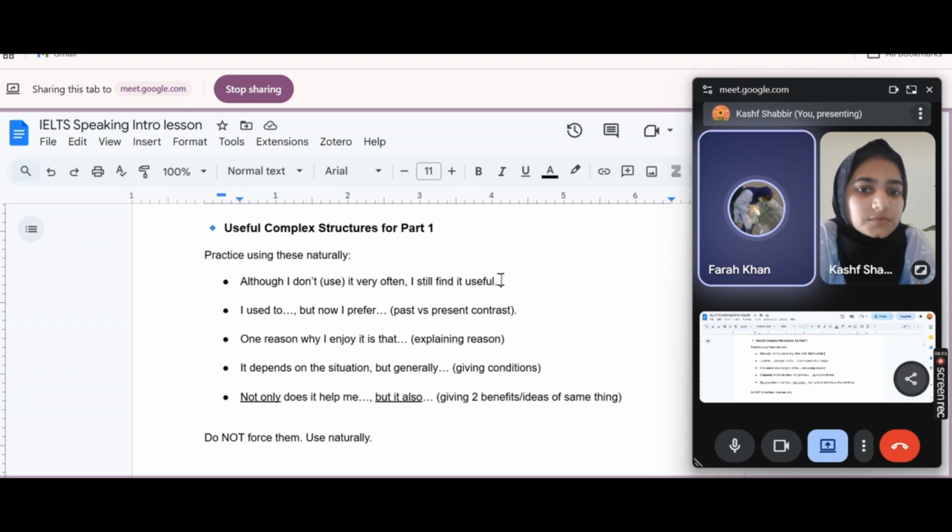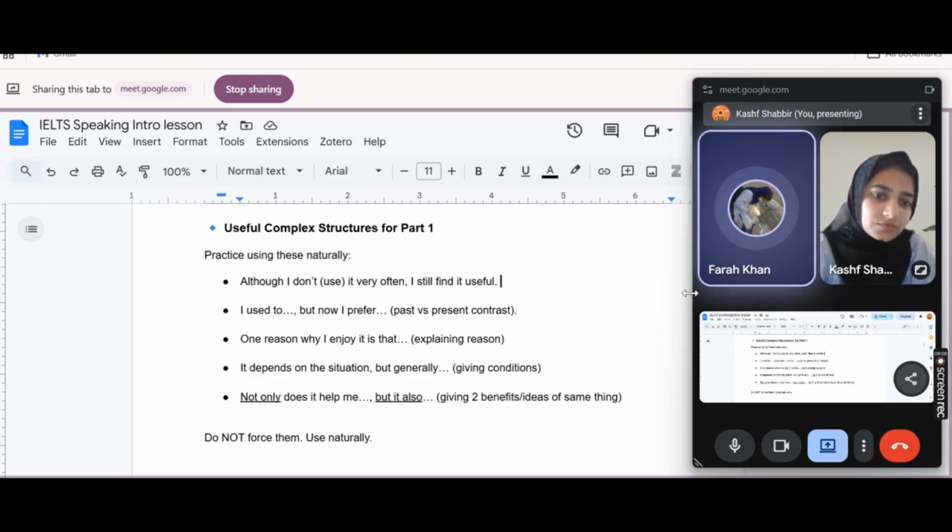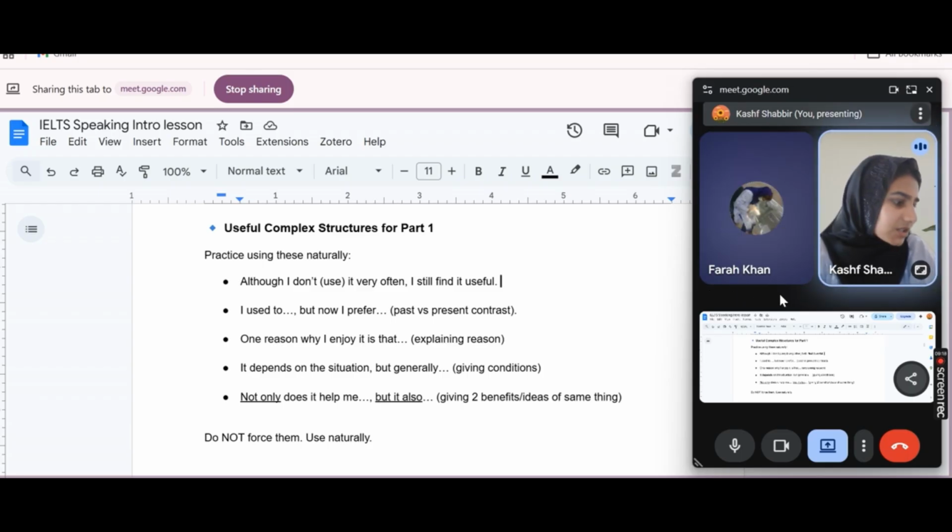I think it gives that he or she is used to, like, music or anything, and she or he still uses it and finds it joyful, or likes to play with it, or likes to use it. So basically, this is a complex structure that can be used whenever there is a contrasting idea, right?